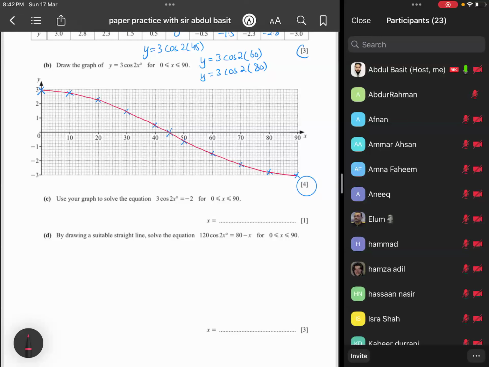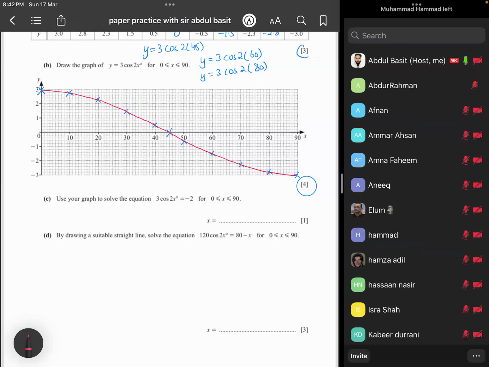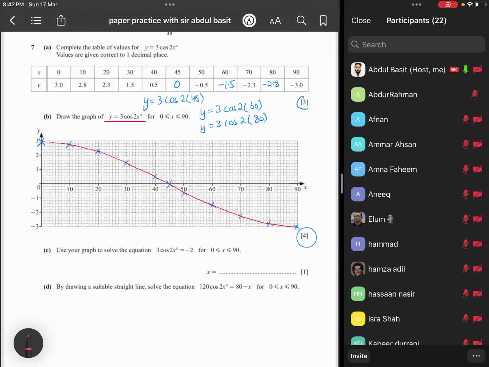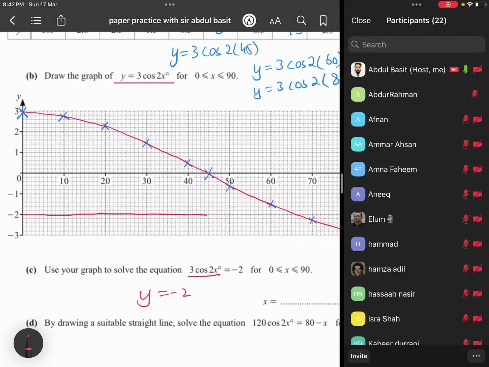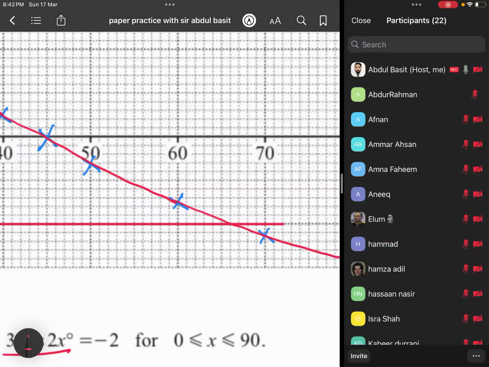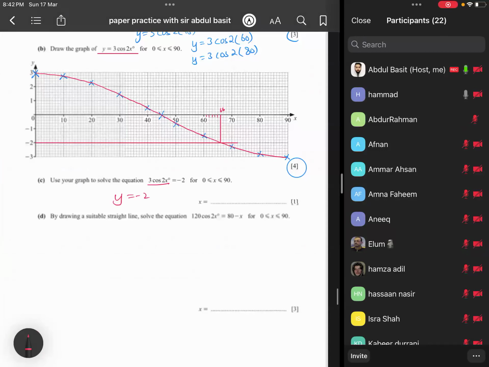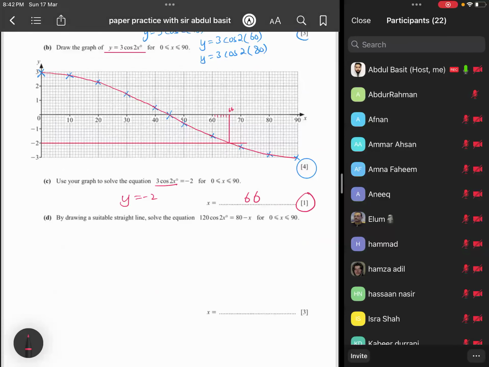Now they say that use your graph to solve the equation 3 cos 2x. But we know that 3 cos 2x is equals to y. So can I say that y is equals to minus 2? जी sir. So beta y is equals to minus 2 is this line. Let me hit with the graph. Done. Okay, let's see what is the answer above. 63, 64, 65, 66 is the answer. X is equals to 66.